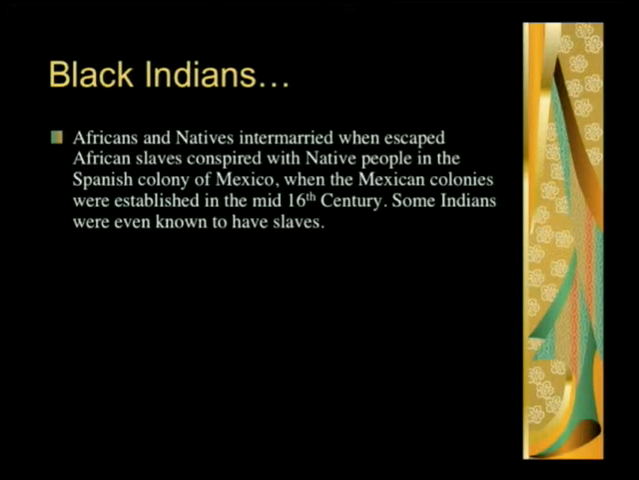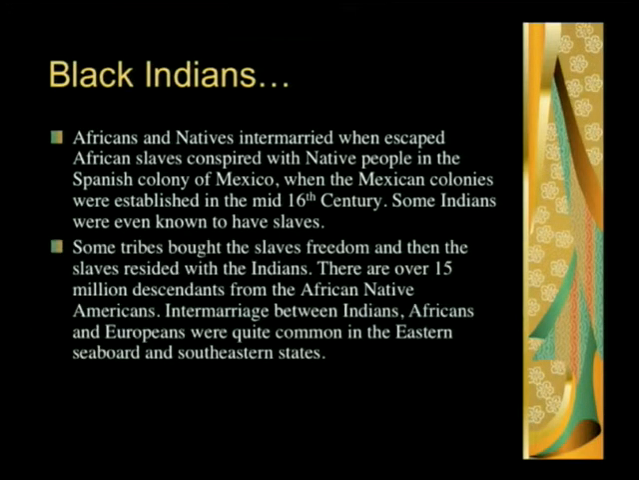So Africans and natives intermarried when escaped African slaves, for example, conspired with native people in the Spanish colony of Mexico, as we've talked about. When the Mexican colonies were established in the mid-16th century, some Indians were even known to have slaves. Some tribes bought the slaves' freedom, and then the slaves resided with the Indians. So there are at least over 15 million descendants from the African Native American intermarriage.